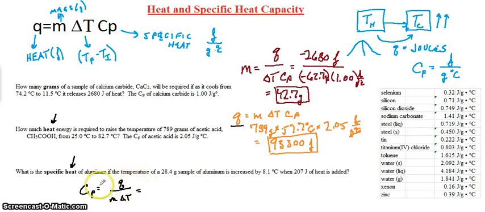What is my Q? They tell me that 207 joules is added. I put that in. My mass, I'm told, is 28.4 grams. And my delta T, they just gave it to me, so I didn't have to do any subtraction. They told me it changed by 8.1 degrees C. When I do my math, notice my units will be joules over gram degrees C. Nothing cancels, and those are my units for specific heat, which lets me know I set it up properly. When I did this before, I got 0.90, and that is actually the specific heat of aluminum.